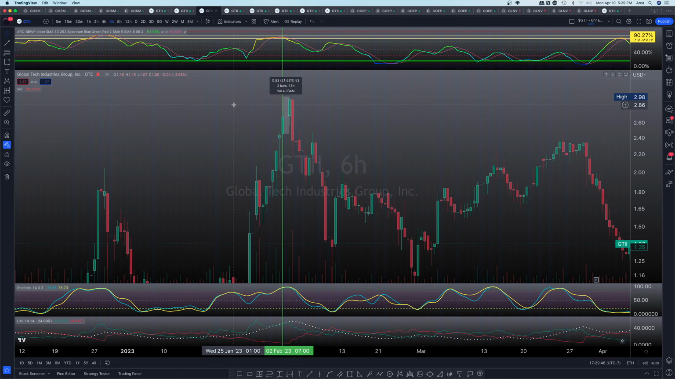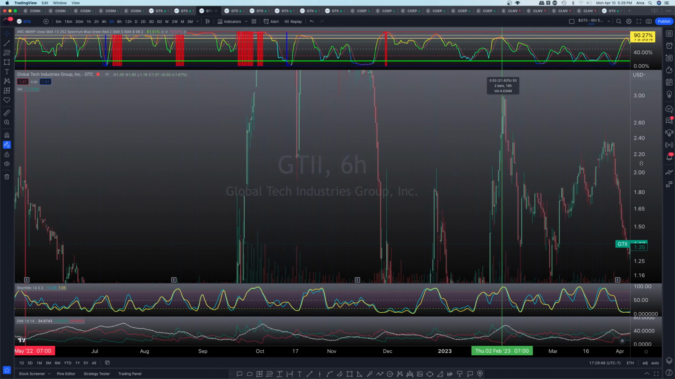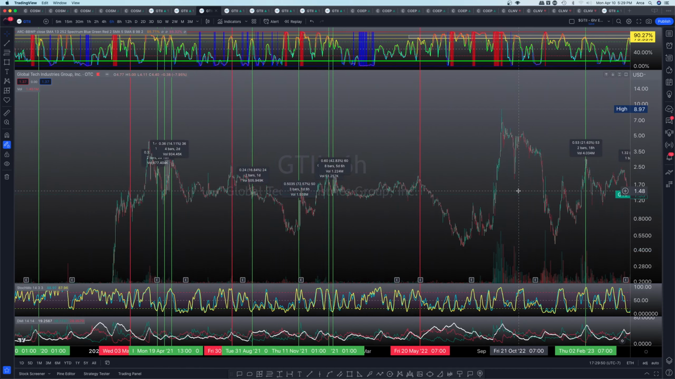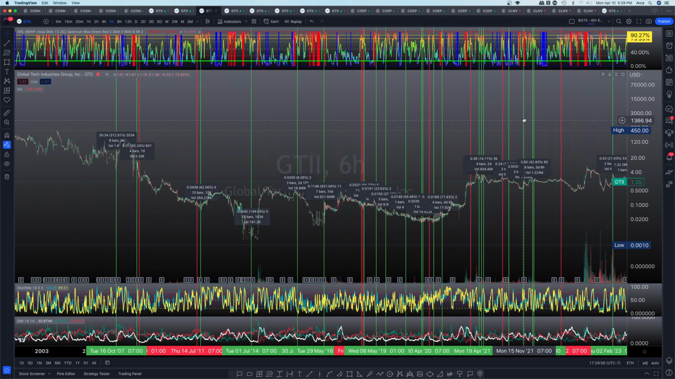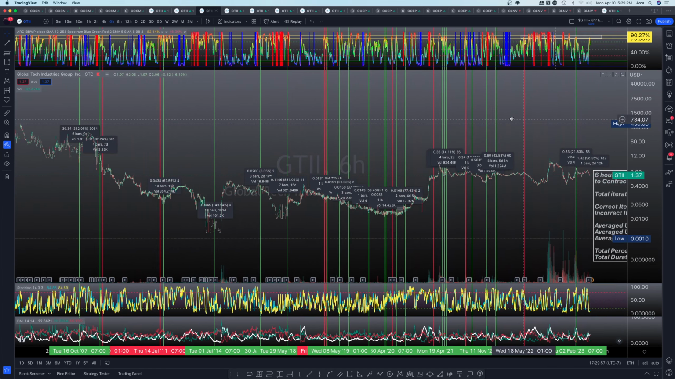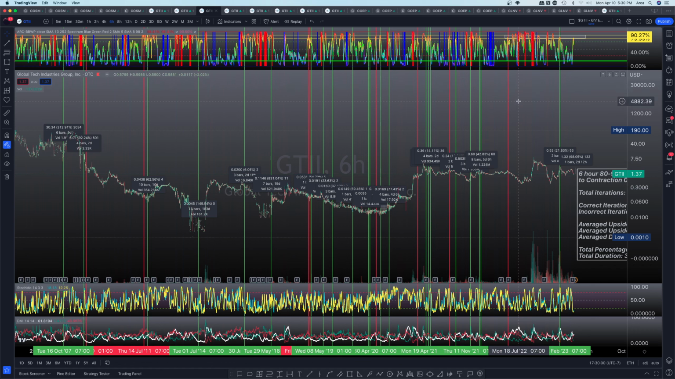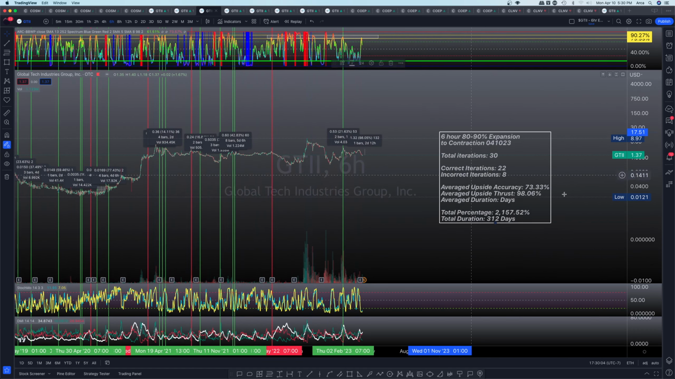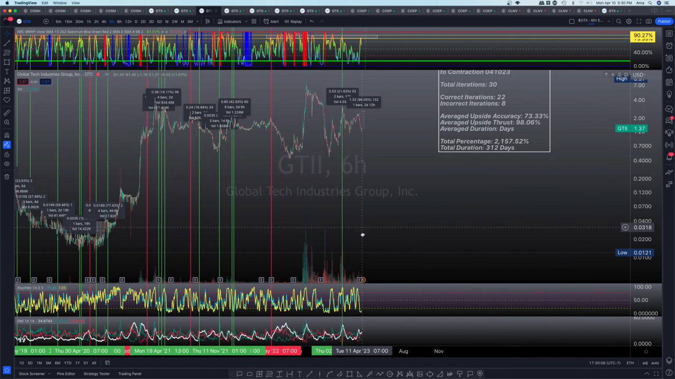So this was a pretty good iteration. Throughout the last 16 years, just so you can see what I did, this was a backtest that I performed today for GTII. All of these are the samples that we grabbed in order to create a statistical mean. Now that you know the entire backtest history, let's go over those results.